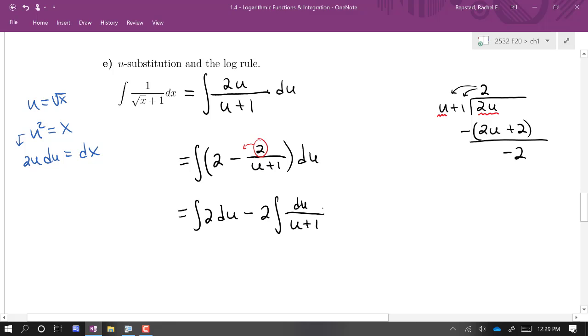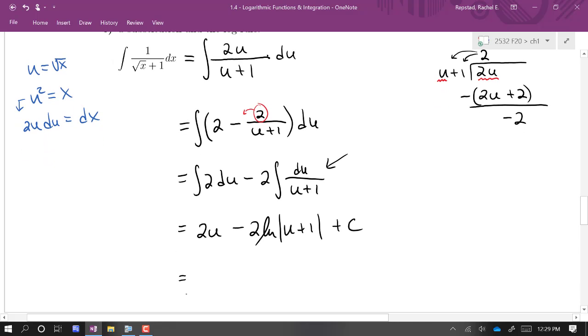Now, some people would look at this second integral, and first of all, we can recognize it as fitting a log form. Some people might want to make a second substitution and say, let's let v equal u plus 1, so we have dv over v, and it very explicitly fits that form. I think we could see clearly that what's on top is exactly the derivative of what's on the bottom. So I'm going to skip making that second substitution. I'm going to integrate the whole thing. So the integral of 2 du is 2u. And then we have minus 2 times ln of absolute u plus 1 plus a constant.